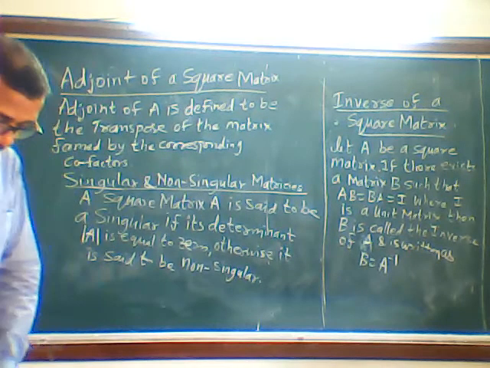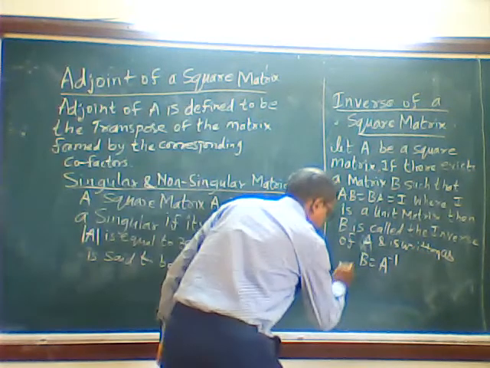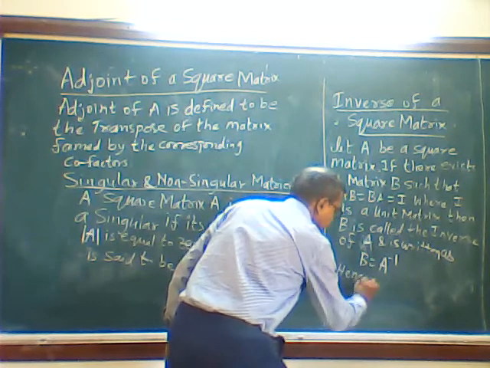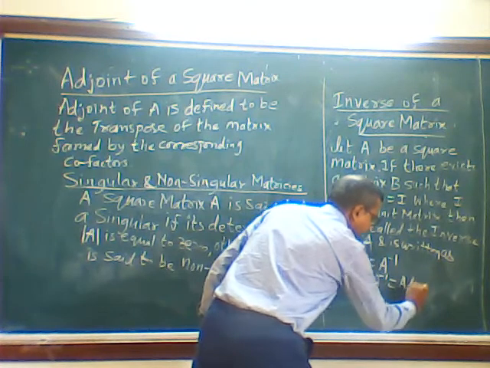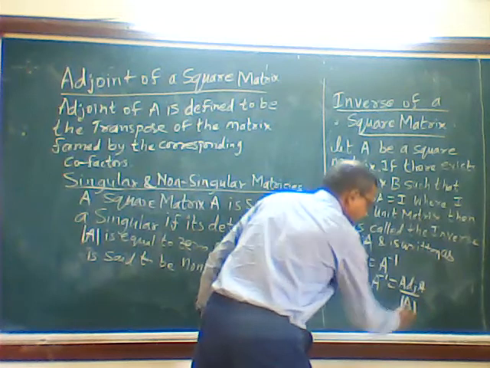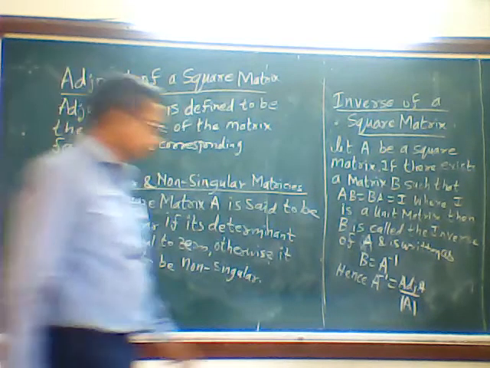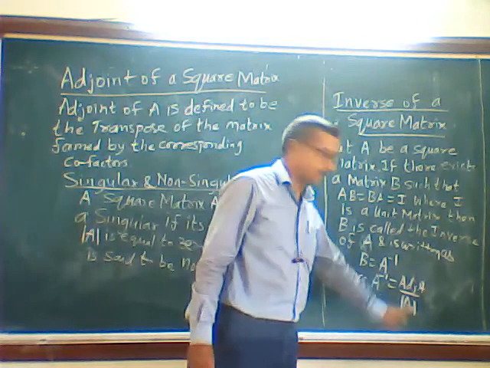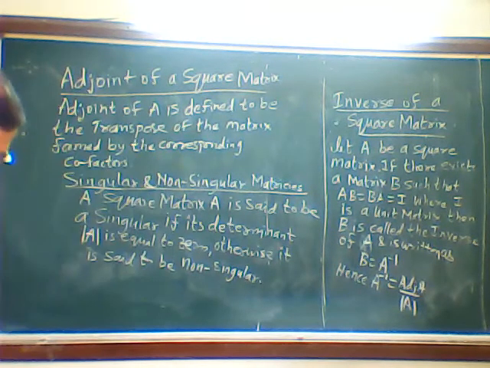Okay. Now just to remember this formula, hence A inverse is nothing but adjoint A divided by determinant A. Got it? A inverse is adjoint A divided by determinant A.